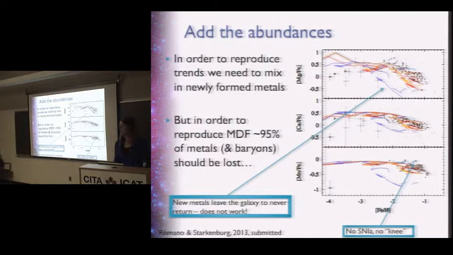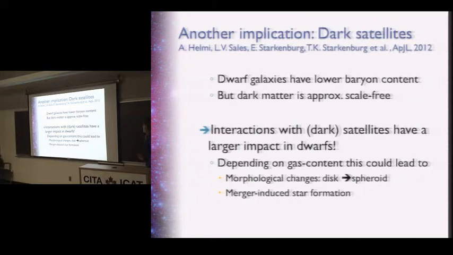Another implication of this is that dwarf galaxies are much more troubled by interaction with their own dark matter satellites. The two simple facts that lead to this are, first, dwarf galaxies have a lower baryon content, which all the observations seem to confirm. But on the other hand, dark matter is approximately scale-free. So you still have a dark matter halo with some satellite structure in it, like you have for a bigger galaxy. So the implication is that interactions with satellites have a larger impact in dwarfs.